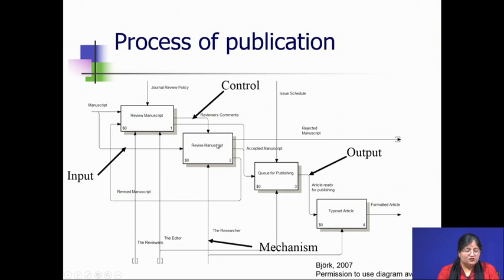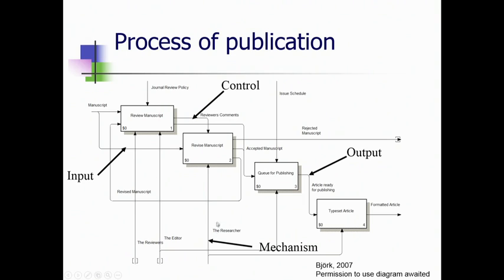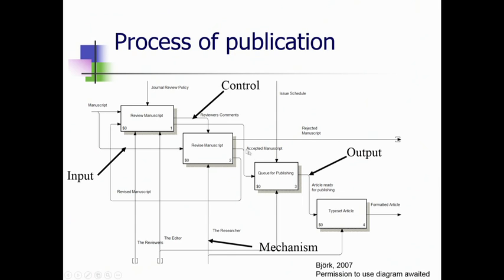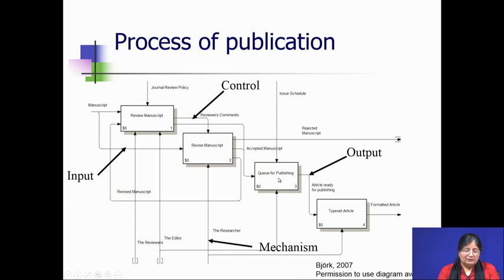The revision of the manuscript takes place through the original idea. The factors that influence or affect the revision of the manuscript are the original idea in the manuscript, the comments of the reviewers, the expertise of the researcher, and the work that the researcher does after the comments come from the reviewers. Once it's accepted, then it is put in the queue for publication.